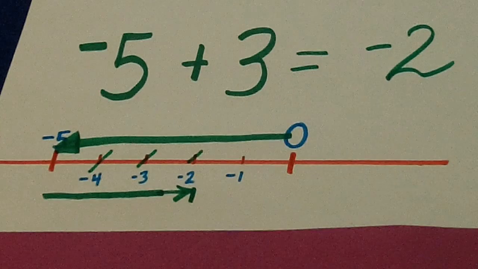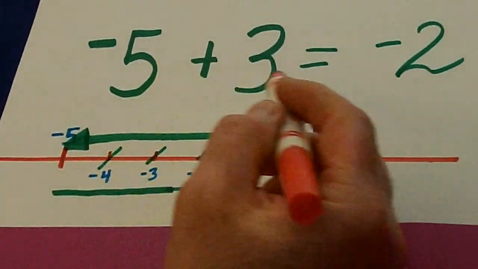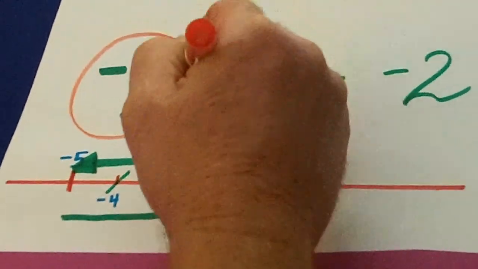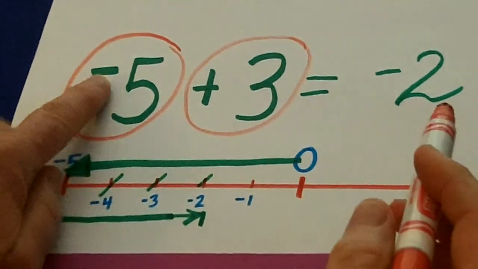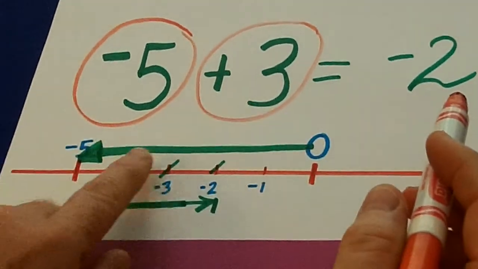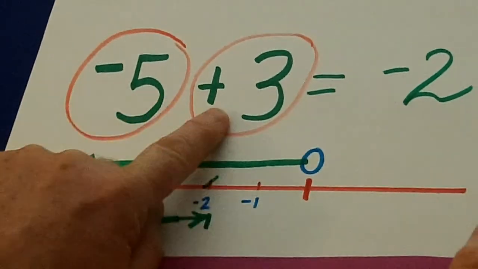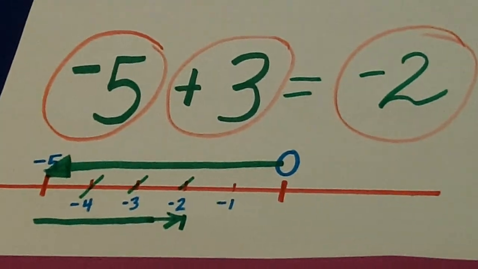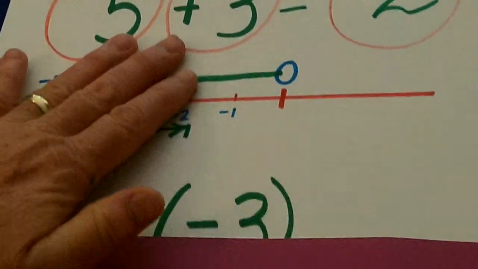Now what kind of little rule does that show us? Okay, watch this. If we circle our two numbers, we have a -5 and a +3. How much bigger is the -5 than the +3? The negative number is bigger by 2, so it's a -2.